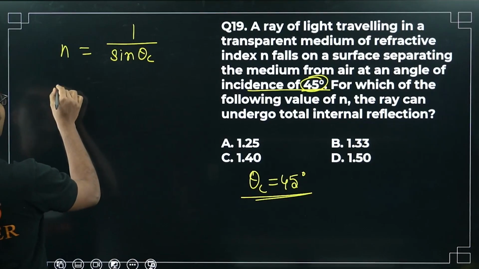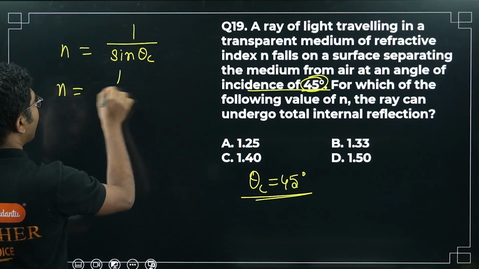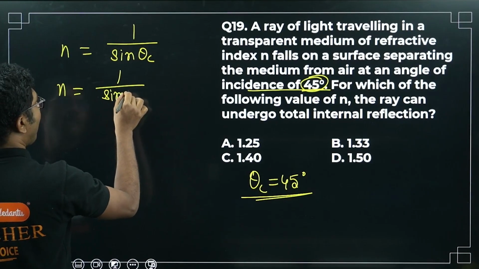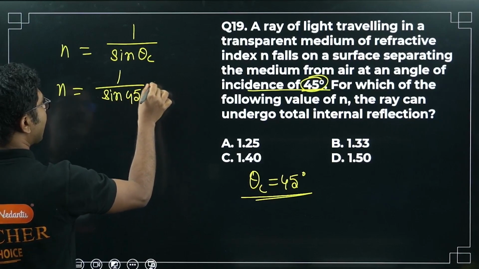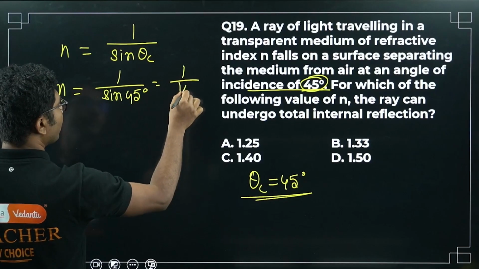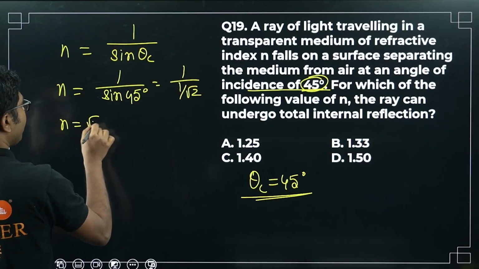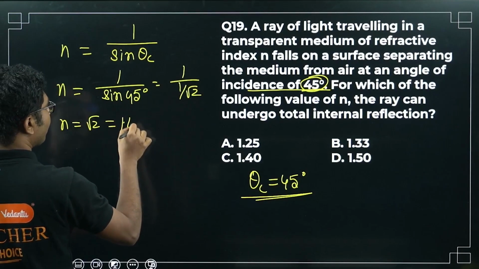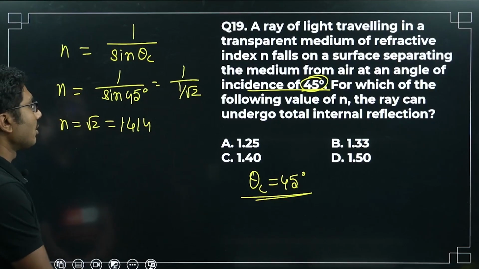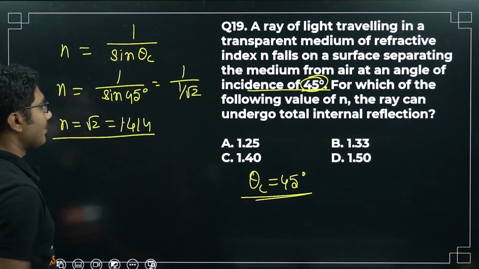Now let's find the value of n. So sine 45, now we know that sine 45 is 1 by root 2. Now it will go up, so n equals root 2. Now what is the value of root 2? 1.414, right? So the n value is 1.414.